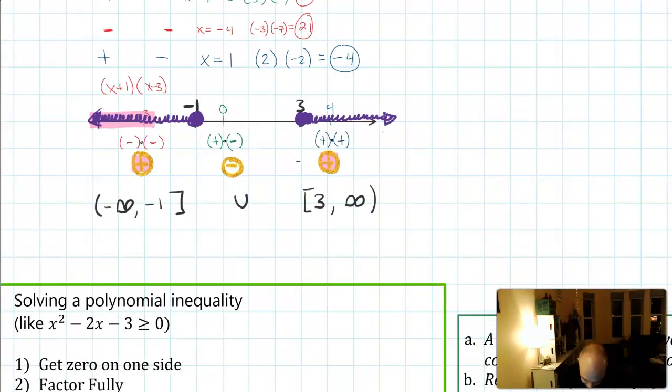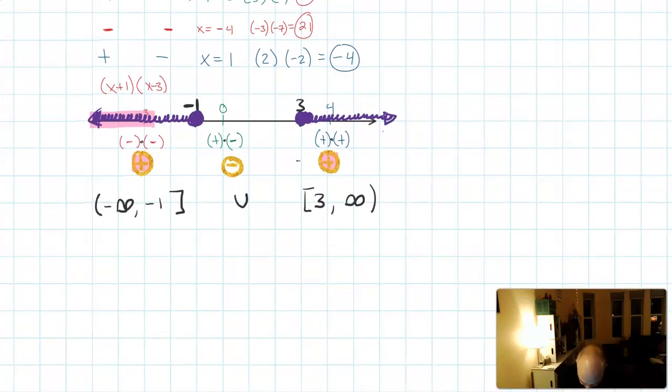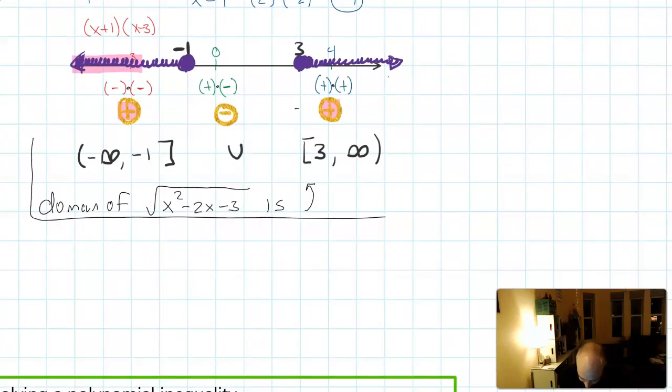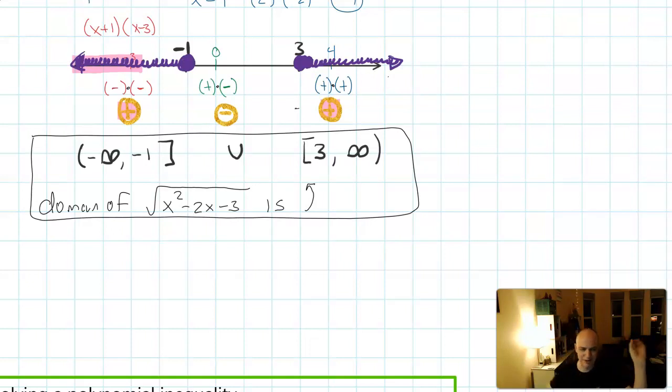It is also the domain of the original square root, the domain of the square root of x squared minus 2x minus 3. That was the original function, right? The domain of the square root of x squared minus 2x minus 3 is that. And which would mean if you were to graph that function, there'd be something off to the left, something off to the right, and nothing in the middle.